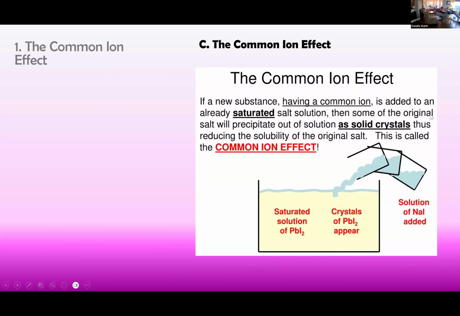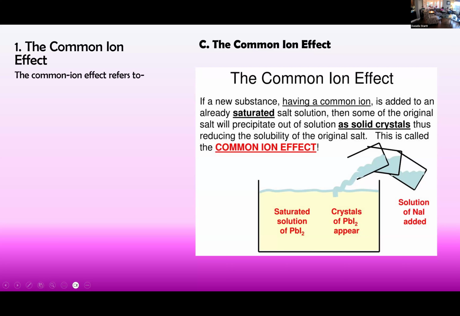All right. So common ion effect. We saw this in lab, right? If a substance having a common ion is added to an already saturated salt solution, for example, then some of the original salt will precipitate out as solid crystals, thus reducing solubility of the original salt, and we call it the common ion effect, and that's what we saw today in lab.